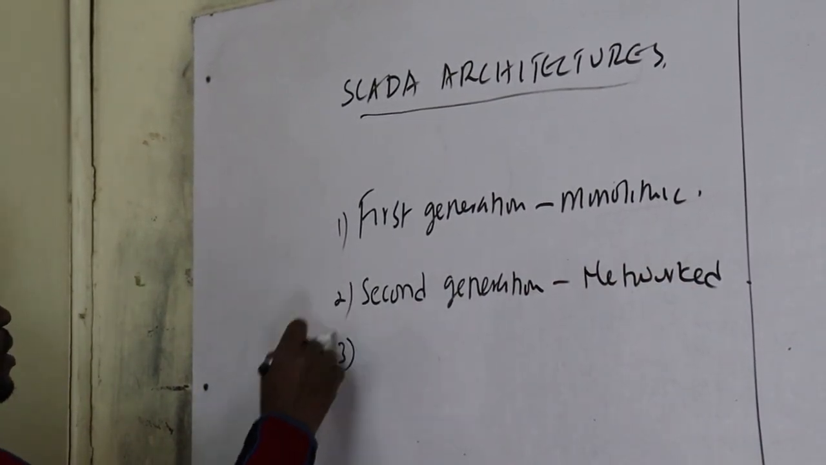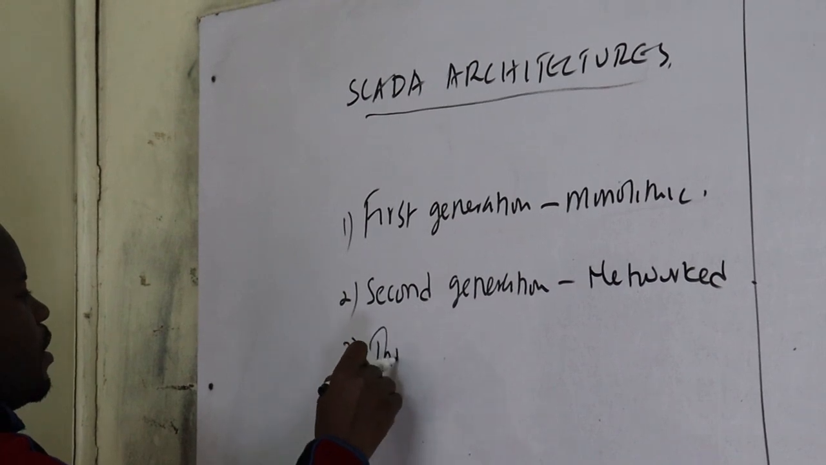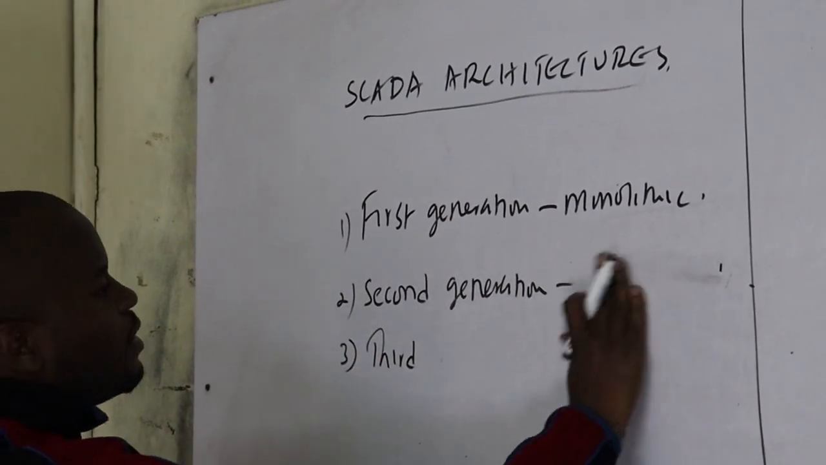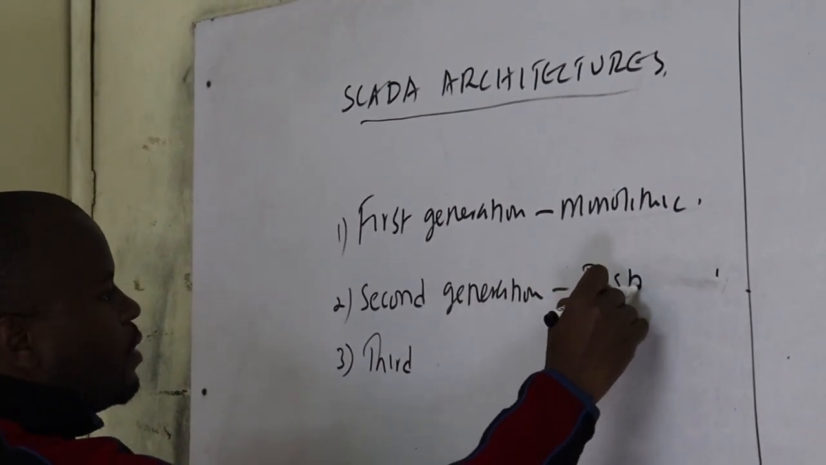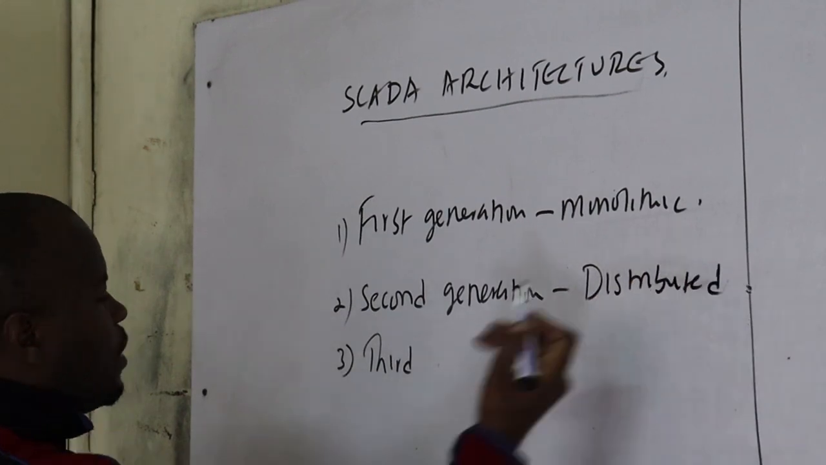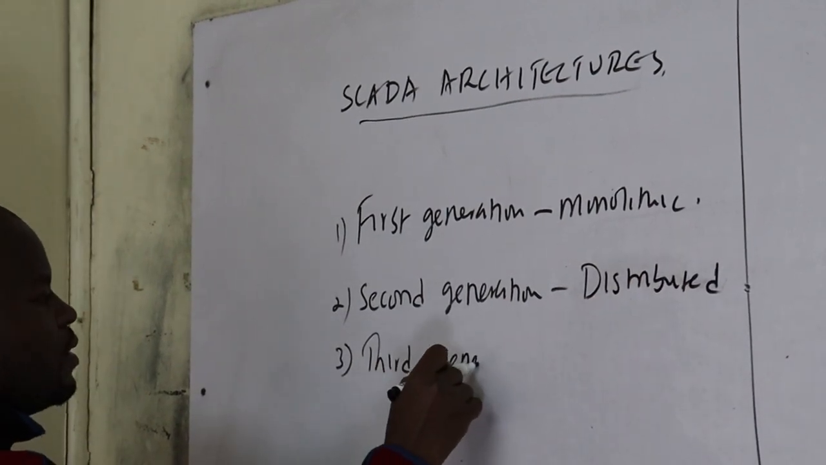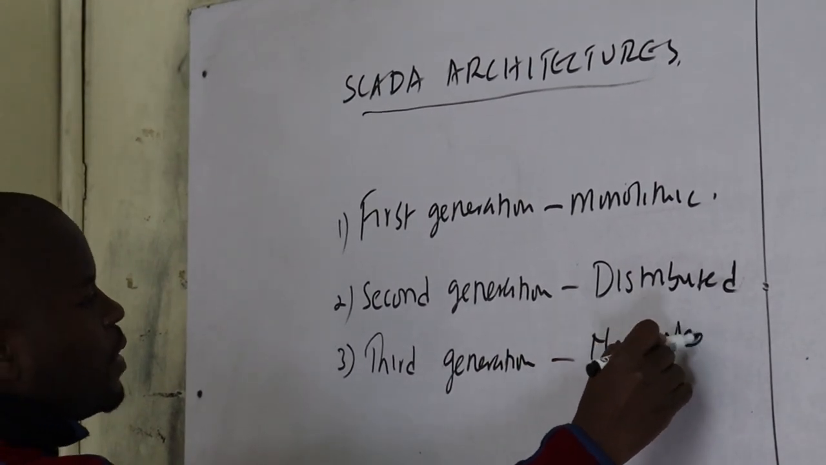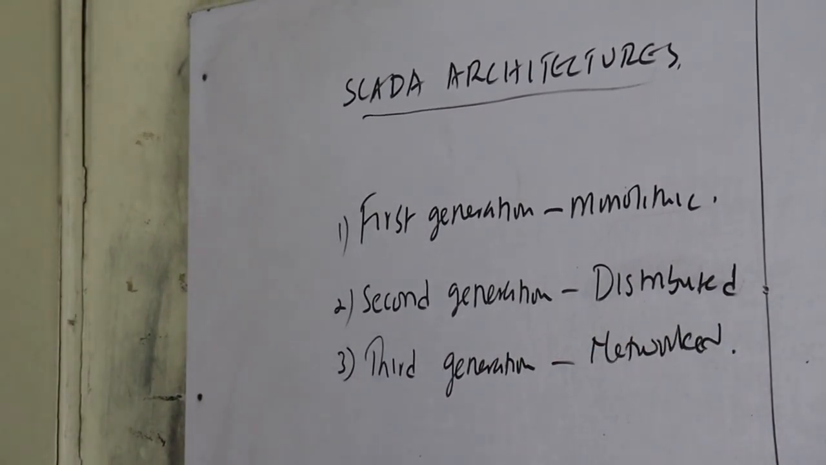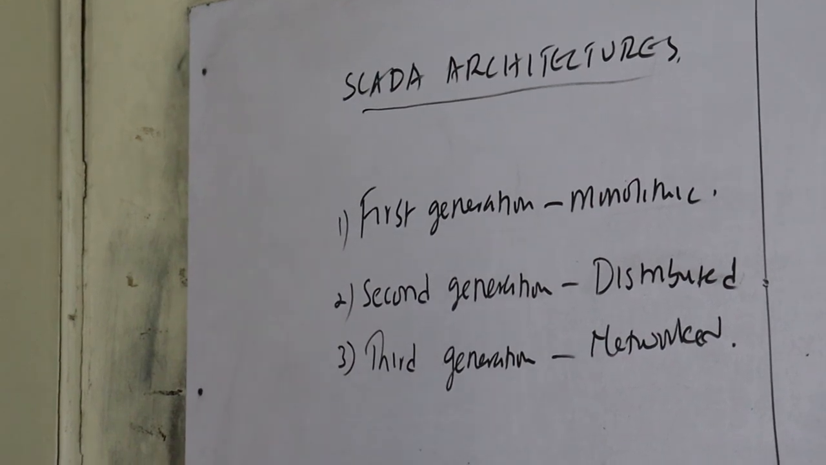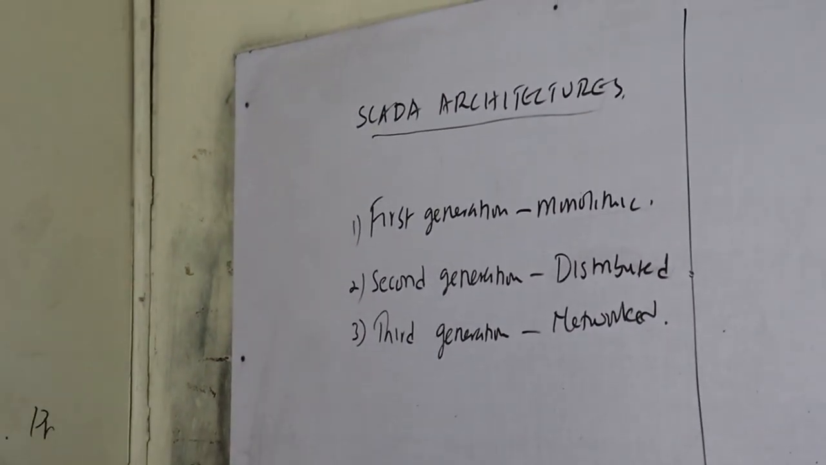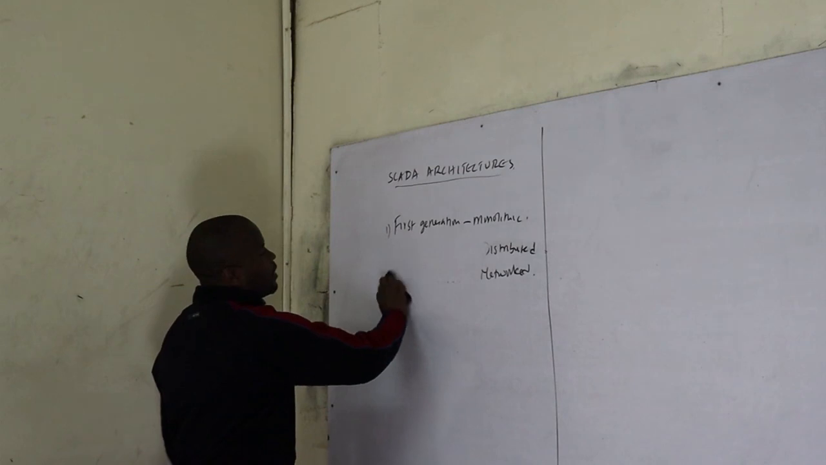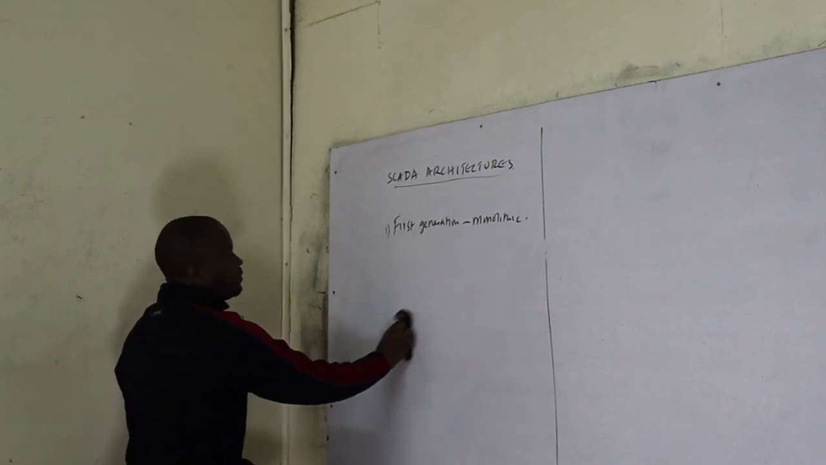Then the third generation, which is distributed. And then the third generation is the networked. So those are the three generations of SCADA systems that we are going to talk about. We are going to start by looking at the first generation, which is monolithic.